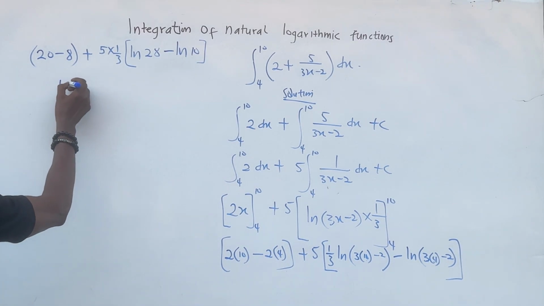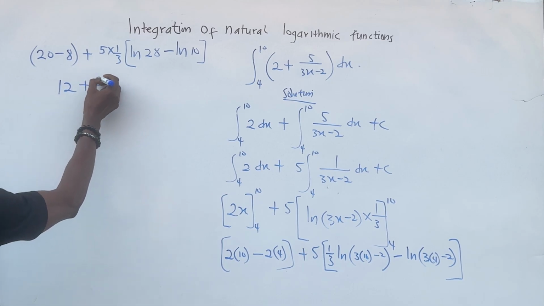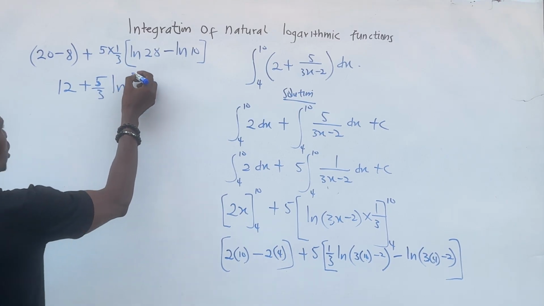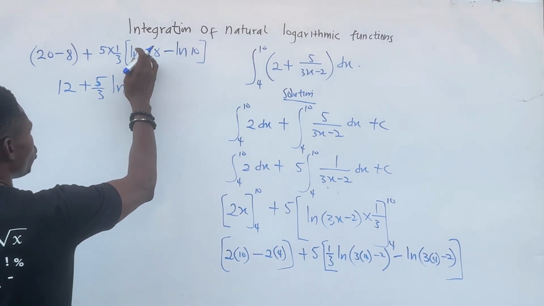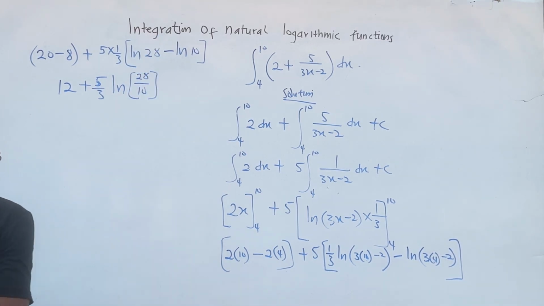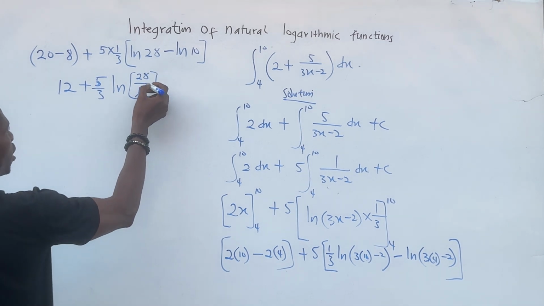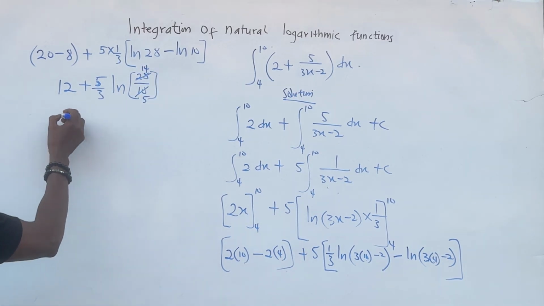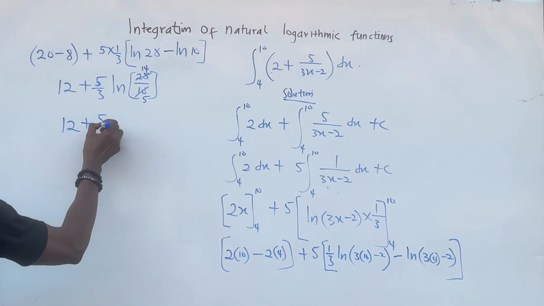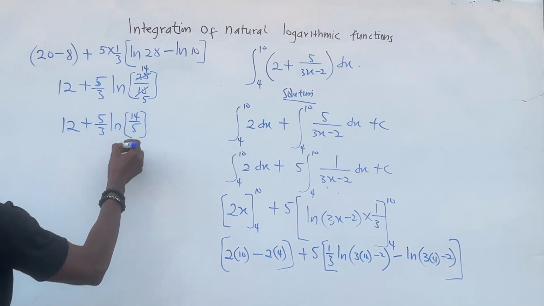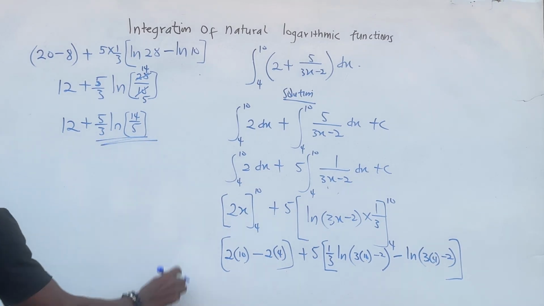So we'll have 20 minus 8 is 12 plus 5 over 3, that's 5 over 3, ln. Remember, when you are subtracting two logarithms, you divide their arguments. So 28 over 10. So 2 in 10 is 5. 2 in 28 is 14, right? Yes. So we'll have 12 plus 5 over 3 ln of 14 over 5. And that's our answer.